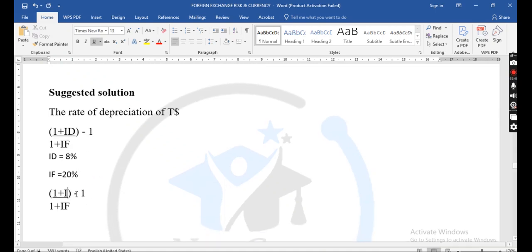What will be the percentage depreciation? Please figure. Please don't forget that this bracket is for both numerator and denominator. So we can have 0.08, then 0.2, 0.2 minus 1.